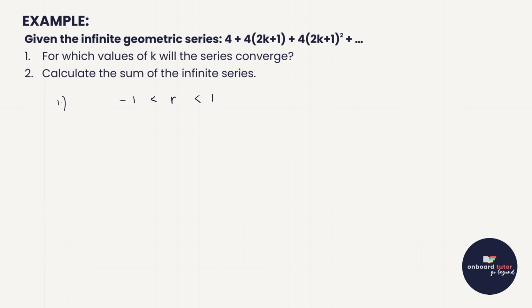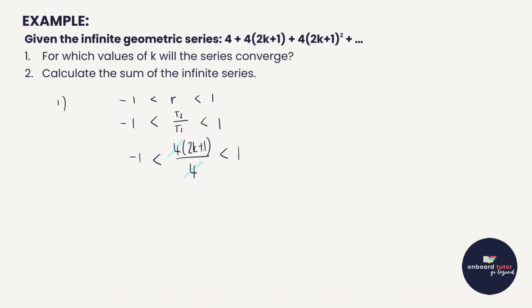So I need to work out what r is. Okay, how do I do that? Well, r is simply second term divided by first term, or any two consecutive terms. So what we've got here is 4 times (2k + 1), that's our second term, divided by our first term, which was 4. Now if I look at these, I can see the 4 is going to cancel there, and then I'll be left with just 2k + 1 is between -1 and 1.